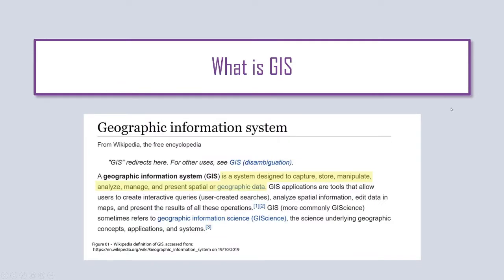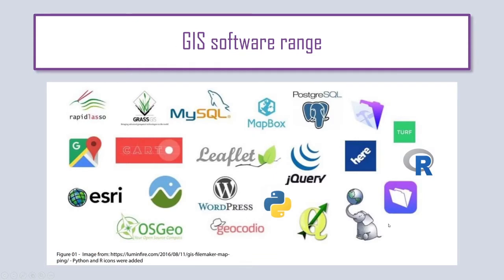So what is GIS? GIS is a system that's designed to capture, store, manipulate, analyze, manage and present spatial or geographic data. GIS is not a specific software, rather it's a system or an approach to manage spatial data essentially. A lot of people get GIS confused, they think it means software, but as we're going to show here, you can see that there are different packages for GIS.